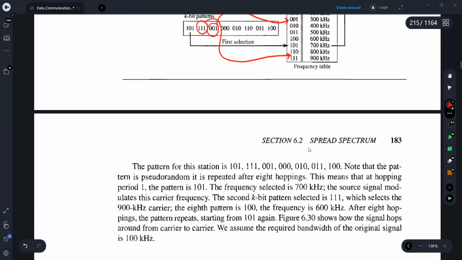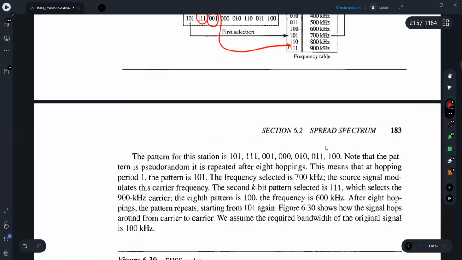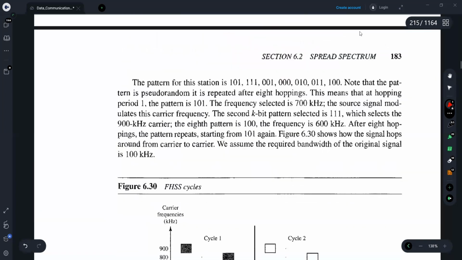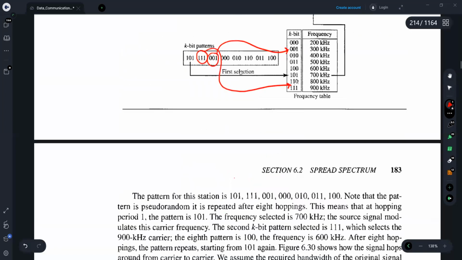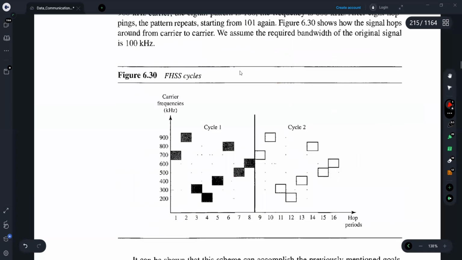The idea behind this is pretty easy. You take one selection or one pattern at a time, match it with the corresponding frequency in the hopping table, and then plot those on the x-axis and y-axis. Basically it's a scatter plot, or an XY plot. Now let us show how you can do this graph.